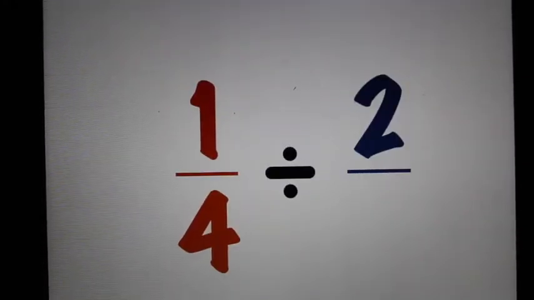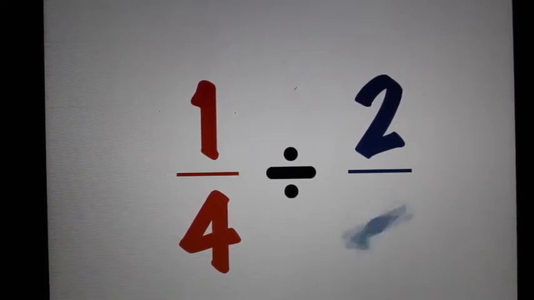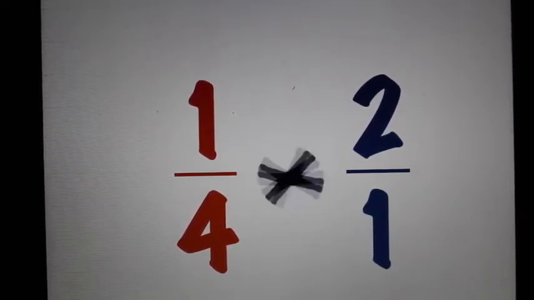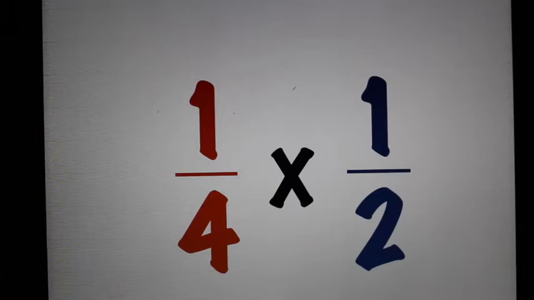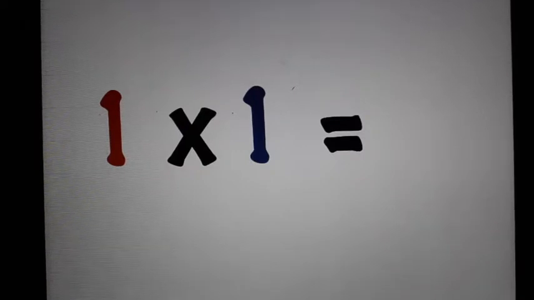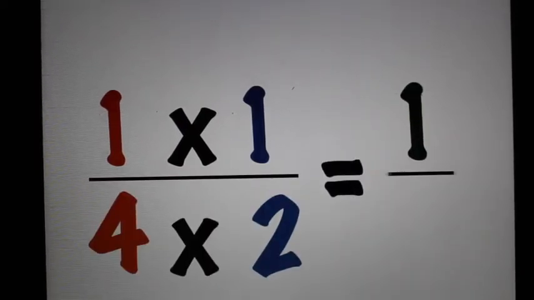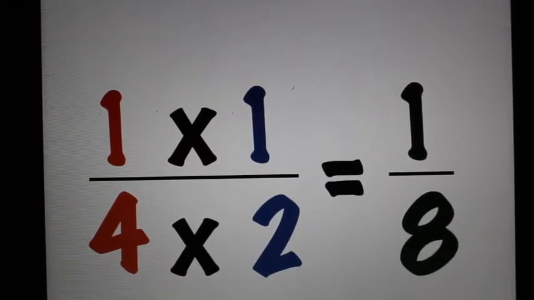So going back to our equation, we have 1/4 divided by 2 over 1. We're going to change that division into a multiplication sign and then take the reciprocal of 2 over 1, which is now 1 over 2. So we turned it from 1/4 divided by 2 over 1 to 1/4 times 1 over 2. Now we can multiply through. We have 1 times 1, that equals 1, and 4 times 2 equals 8. So 1 times 1 over 4 times 2 equals 1/8.